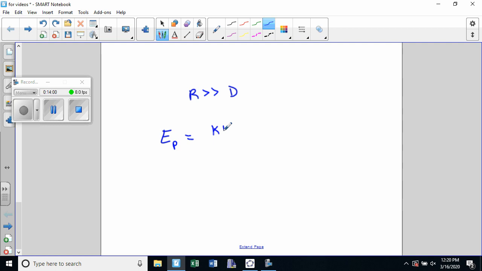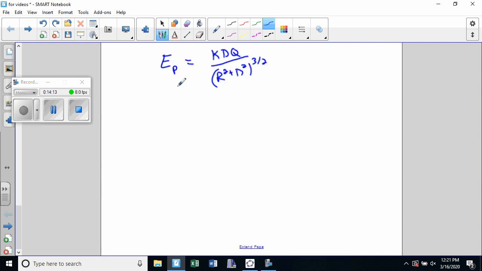So I'm going to say k dq over (R squared plus D squared) to the 3/2. But if R is much, much greater than D, then I want to get a ratio of D to R, and I'm going to do that by pulling out an R squared. So the electric field at point P is k dq all over R squared times (1 plus D squared over R squared), and that's all to the 3/2 power, of course.